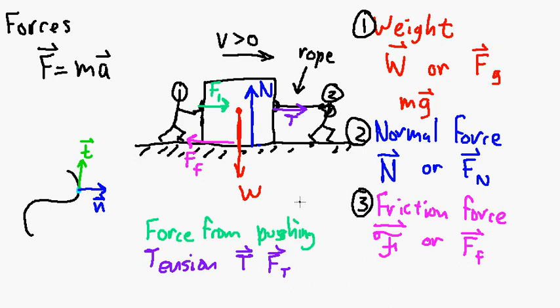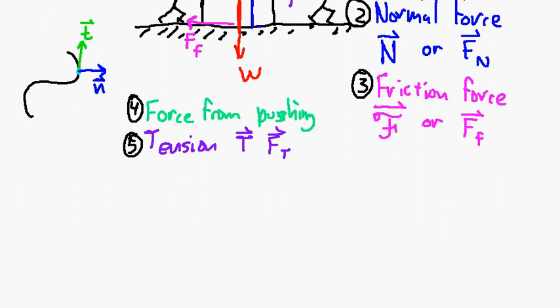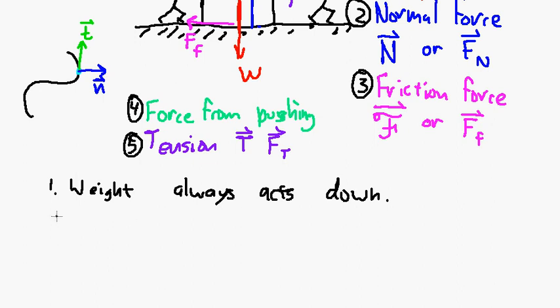There are rules to remember. Actually, each of them has a rule, really. Let me just summarize these below and give you some rules to apply to them. One is weight, and it always acts down in the direction of gravity. All right. Normal force is always perpendicular to the surface of contact.